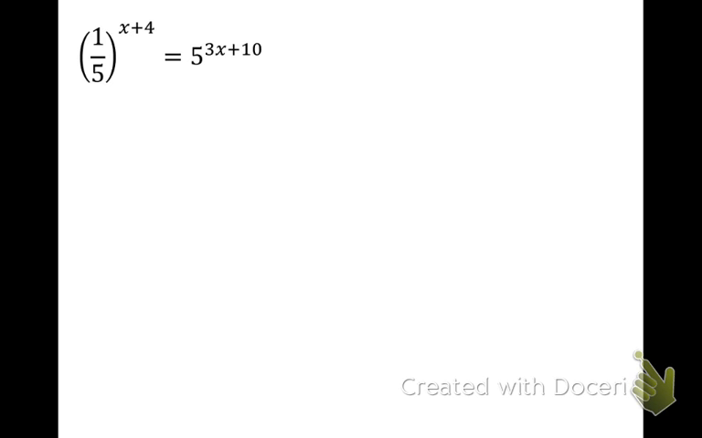The way we need to do that, though, is by using the reciprocal. Remember that to get the reciprocal, I need to add a -1 to my exponent. That negative exponent gives me my reciprocal. So this would be the same as 5^(-1(x+4)) = 5^(3x+10). I have the same base now, so that tells me I can go straight ahead to putting those exponents equal to each other.